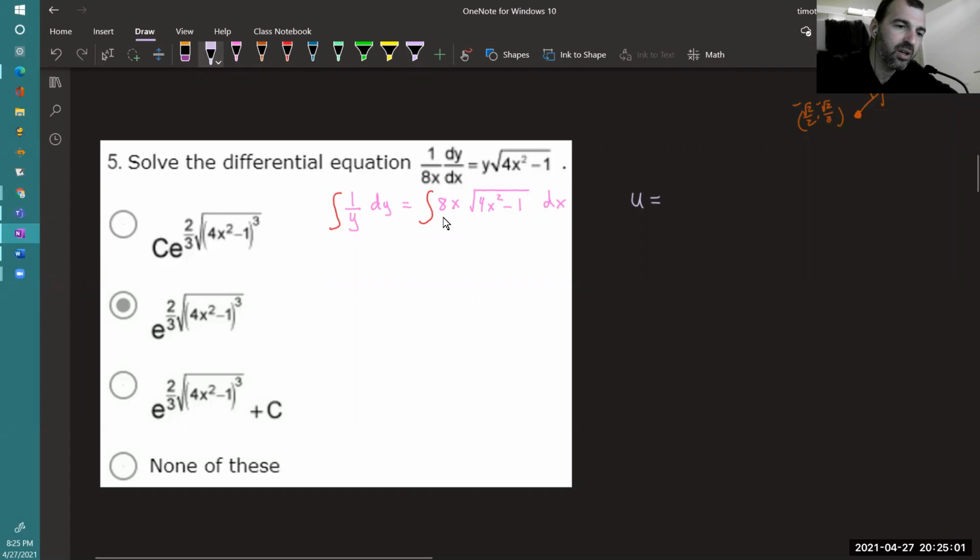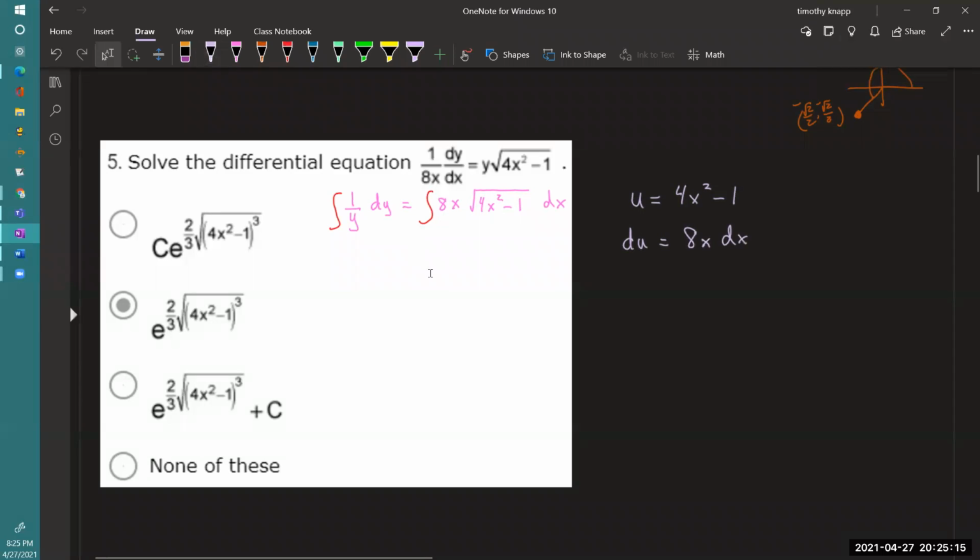I'm going to let u equal that thing, 4x squared minus 1. And then I can say that du equals 8x dx. All right. And there, now we have the 8x dx, which is this pink stuff here and here. You can see those two. Those get replaced into a du. And then I get simply this as my integral. The integral of the root of u du, right?